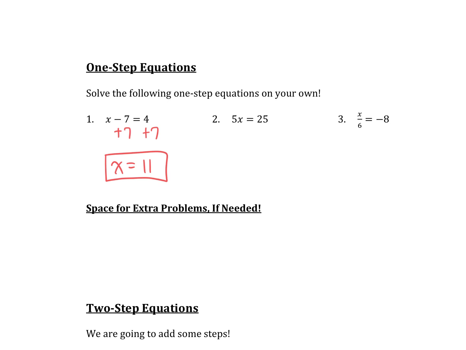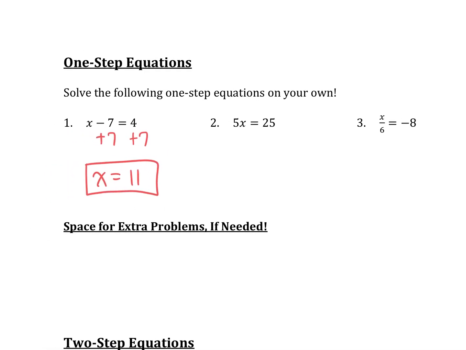Nice. All right, if you want to try the other two, feel free. Otherwise, we'll keep going. All right, we have 5 times x equals 25. Remember, when they're smushed together, it's multiplication. How do we undo multiplying by 5? We're going to divide by 5. So we get x equals, what's 25 divided by 5? It's going to be 5.